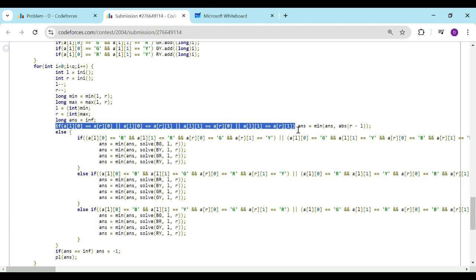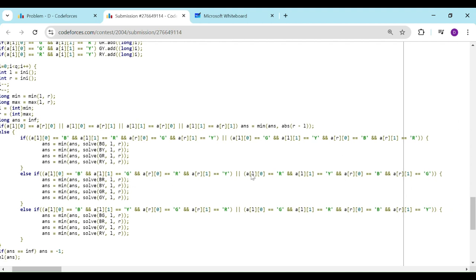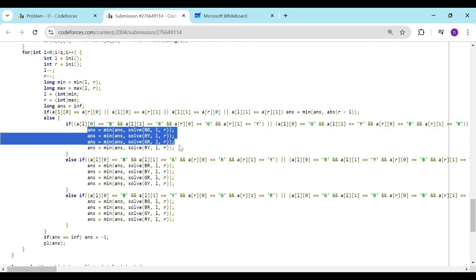Then I search for a common side. If I find a common side, the answer is R minus L. Else, I will have to use my 3 terms: BRGY, BGRY, and BYGR, and the same thing reversed. Instead of BGRY, GYBR, and these also reversed. Now first I will take B and G, BG, B and Y, BY, R and G, GR, R and Y, RY. So these are my 4 possible steps, and I will find my answer for all of these.